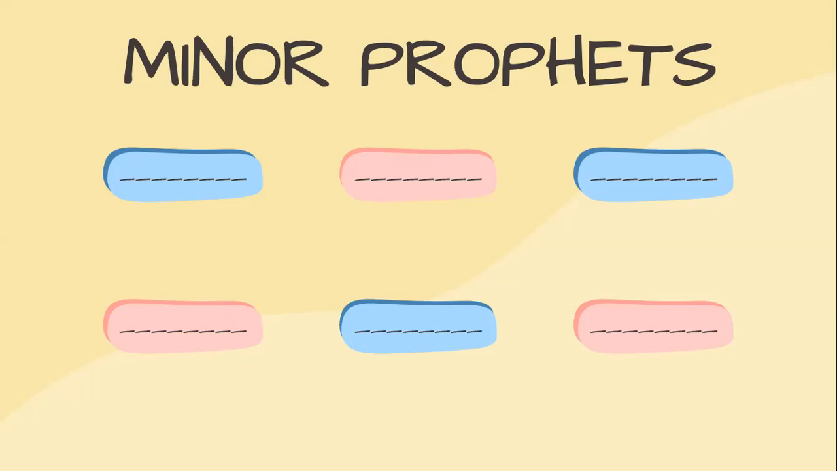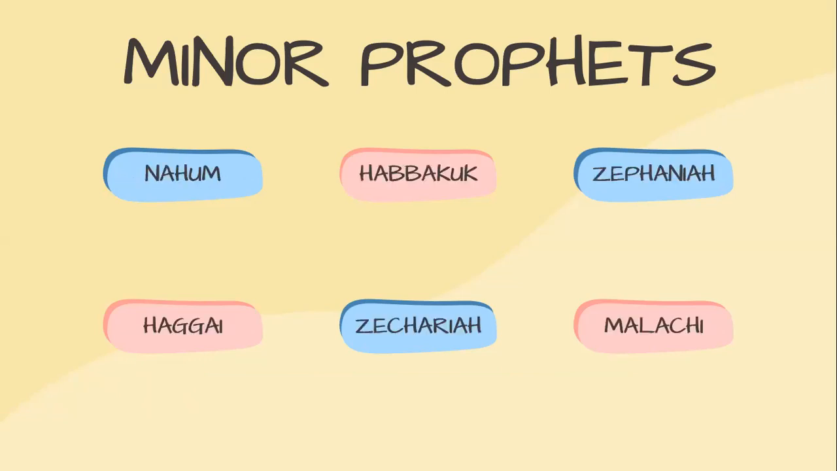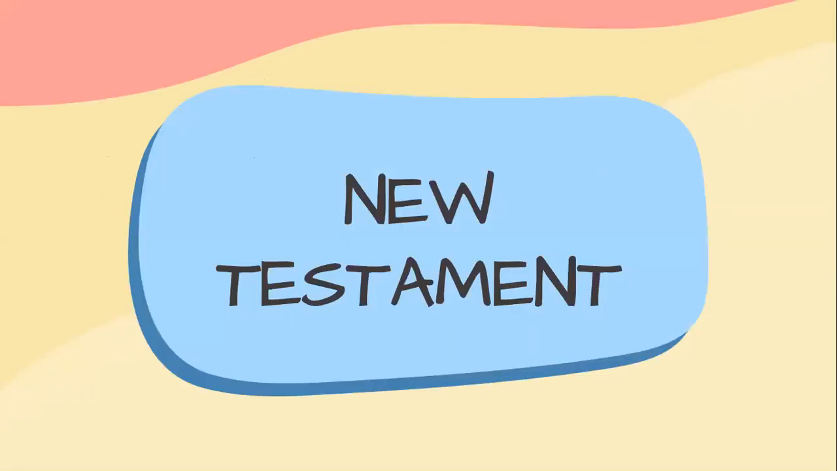Well, let's see if you guys can remember those by yourselves now. And for our minor prophets, let's say those one more time, the ones we just learned. We have Nahum, Habakkuk, Zephaniah, Haggai, Zechariah, and Malachi. So we have learned all of the books of the Old Testament. Congratulations, my friends. Now it is time for us to move on to our New Testament.